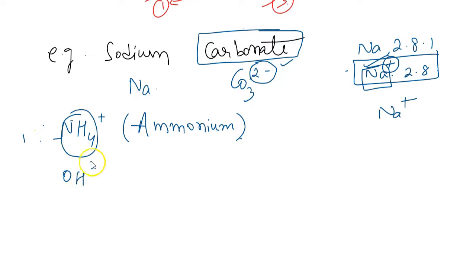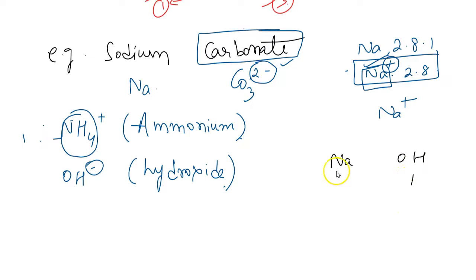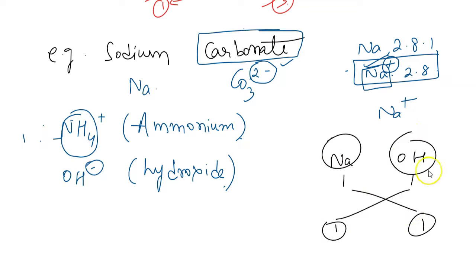So hydroxide, we will remember OH minus. This is hydroxide. So its valency is also 1. Let us suppose I wish to write the formula of sodium hydroxide. So I'll use sodium and then OH. Its valency 1, its valency 1. I'll crisscross it. I will write Na1 OH1. So that is NaOH only.